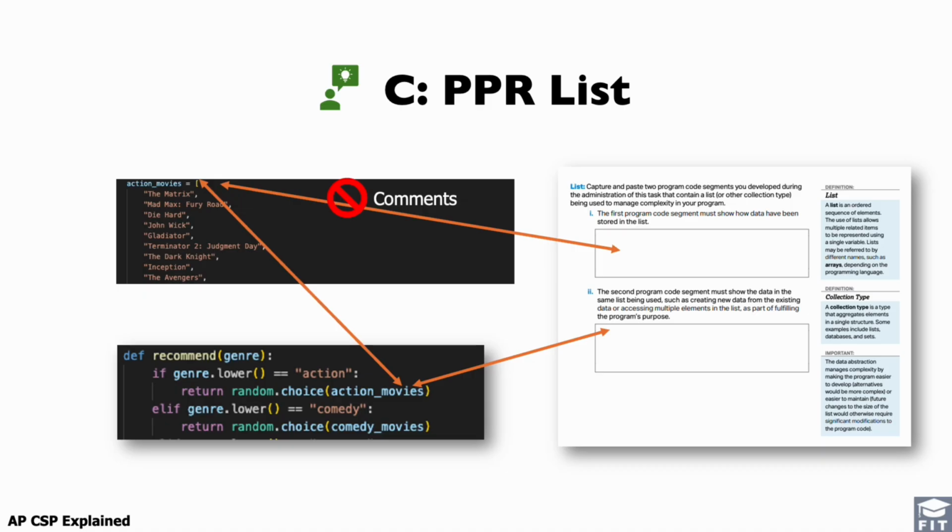Remember, these samples are for illustration purposes only. You must use your own original code to comply with College Board rules. Ensure each screenshot is clear, with text at least 10-point font size, and free of any comments. Blurry or commented code may lead to your PPR being disqualified.